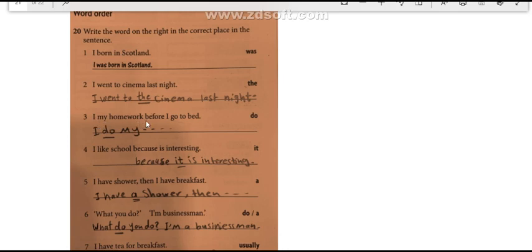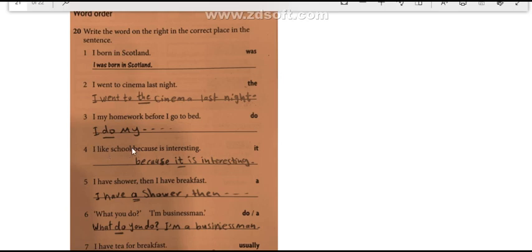I do my homework before I go to bed. Here we have in this sentence some mistake, because we have I the subject and we don't have a verb, so we put do in the form of verb between the subject and the object, so it will be I do my homework.